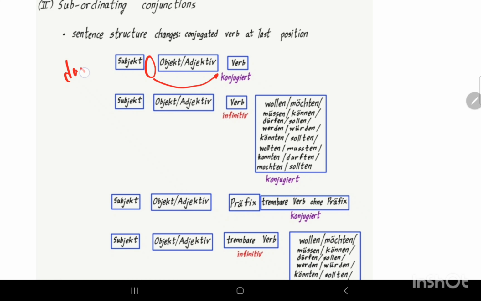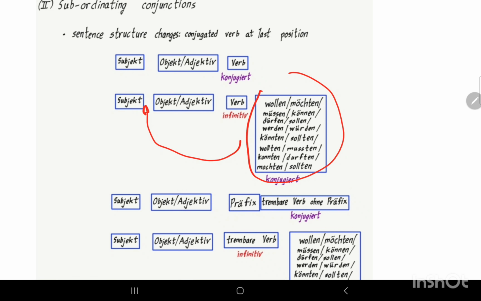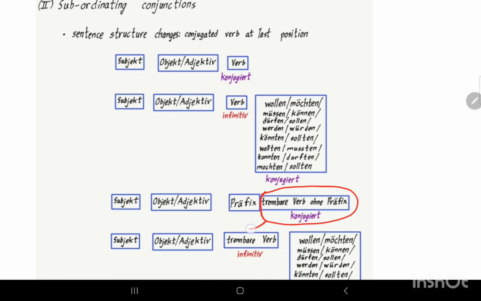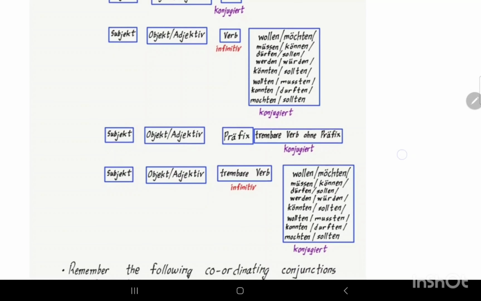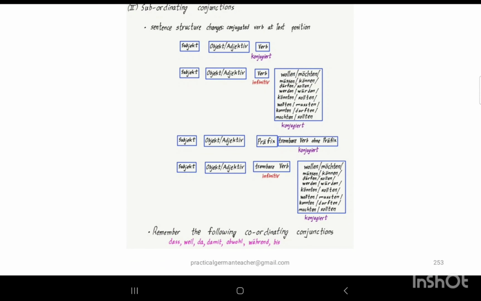This happens after, for example, thus, while, or any of the conjunctions that we just saw, right? What about where you have a verb in infinitive form and the conjugated verb, which will be a modal verb? Here, this part which was here got pushed to the last position, right? In this sentence, this part which was supposed to be here got pushed to the last position. That's all you have to remember, right? So the verb which has been conjugated gets pushed to the last position.